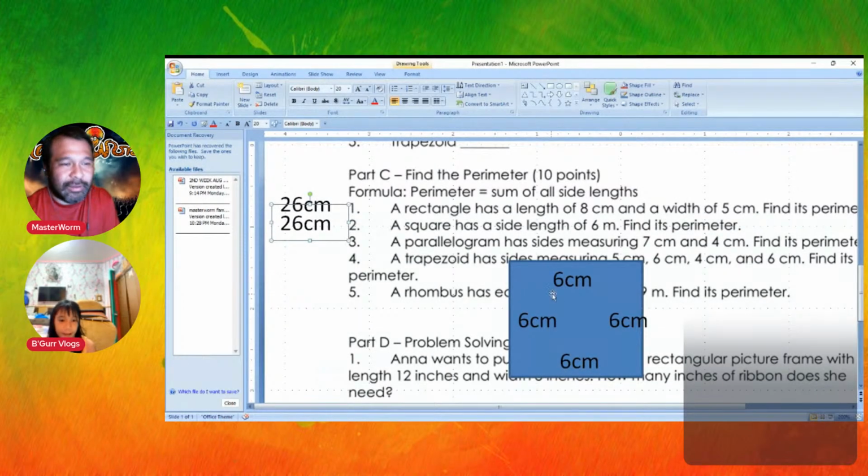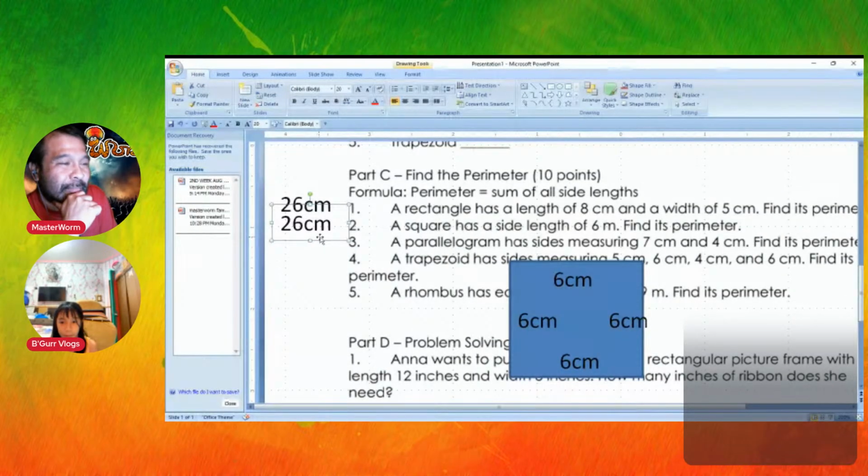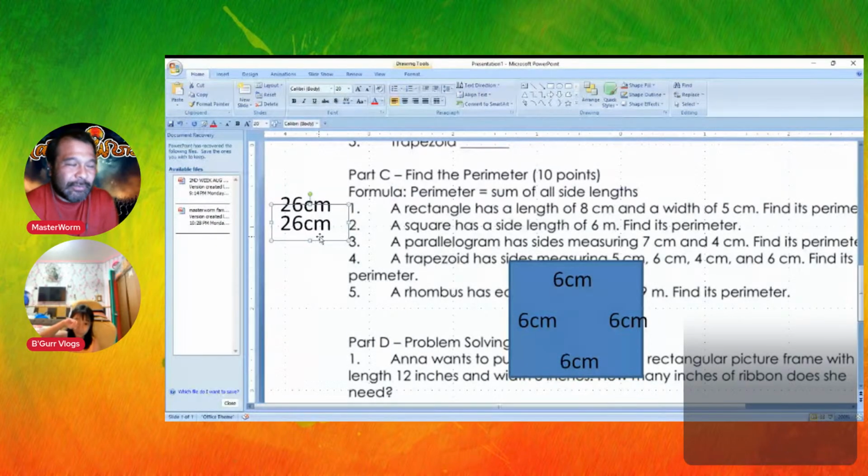Baby. 23. No, 12 plus 12. 12 plus 12. They're both even numbers. You cannot have an odd number if you add two even numbers. 12 plus 12 is 24.